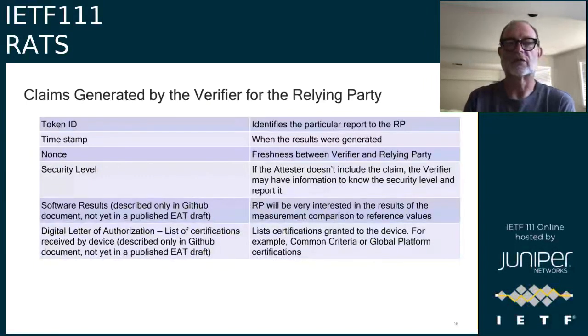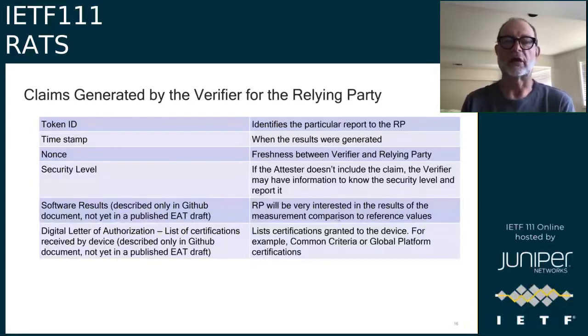So here's a couple of claims that most likely are generated by the verifier for the relying party. So they did not come from the attester. Some sort of an identifier for the particular results report, a timestamp, and a nonce. Those are all fairly straightforward.